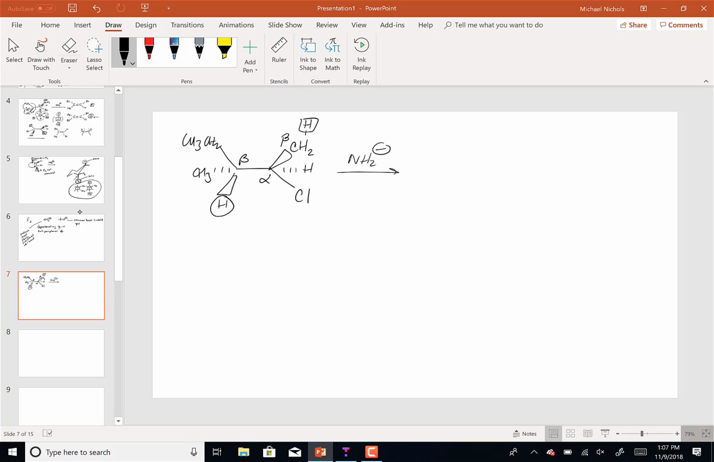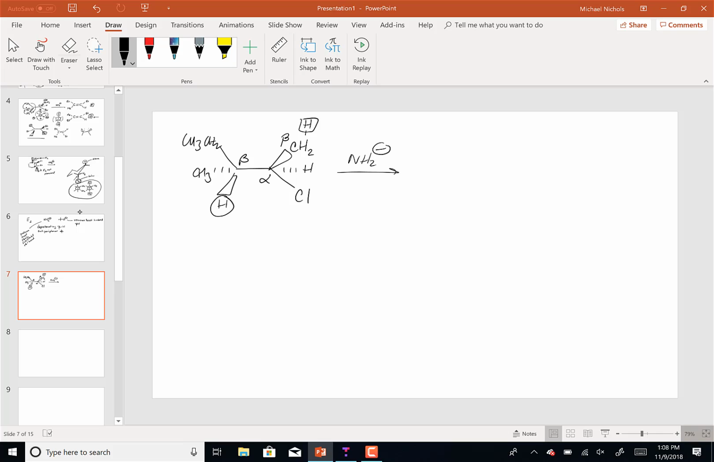So I'm doing the same thing I did the other day. I'm identifying my alpha and beta carbons and then determining the beta hydrogens, because that's what the NH2- or the tertiary butoxide is going to remove. And the double bond then is going to go in between the alpha and the beta carbons.